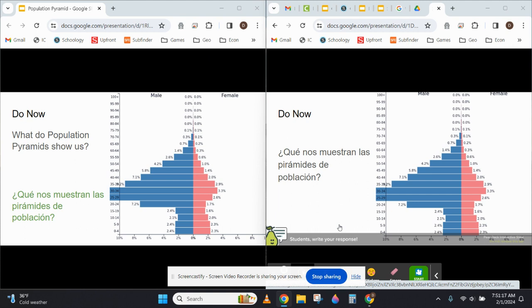All right, so with this, you can see the breakdown of the population, but you can also see where the population's going and where it's been. You can use it to make a lot of predictions about the future.